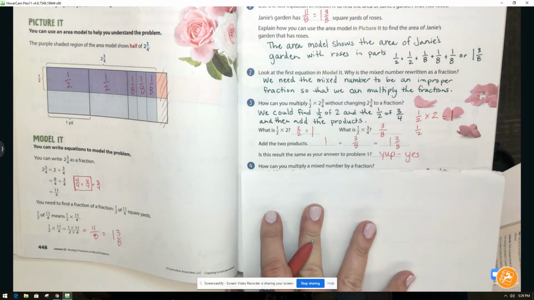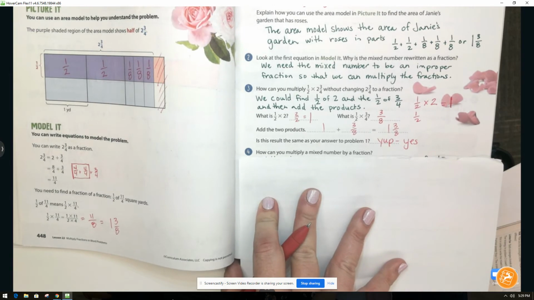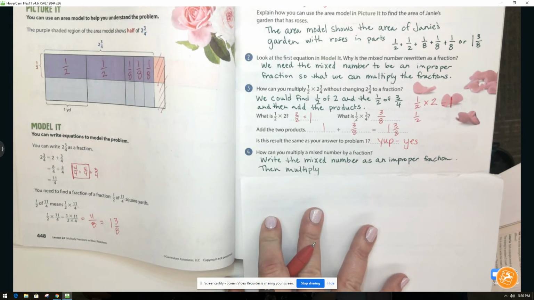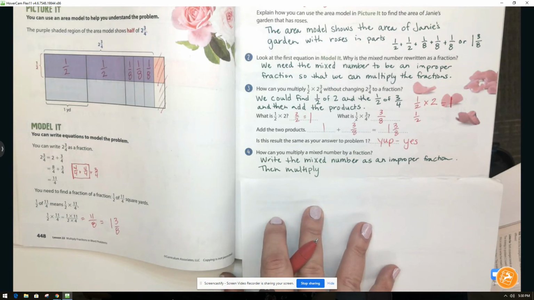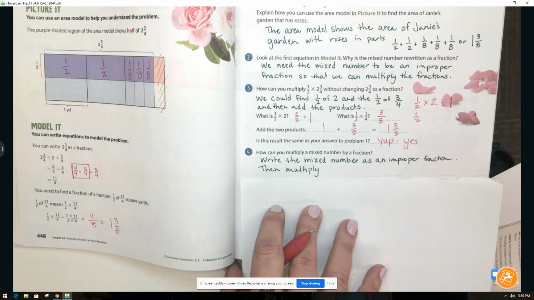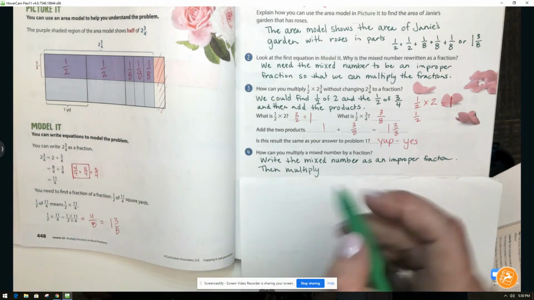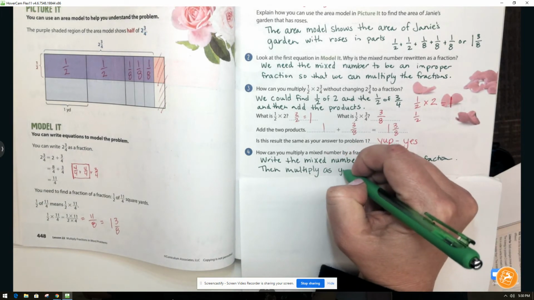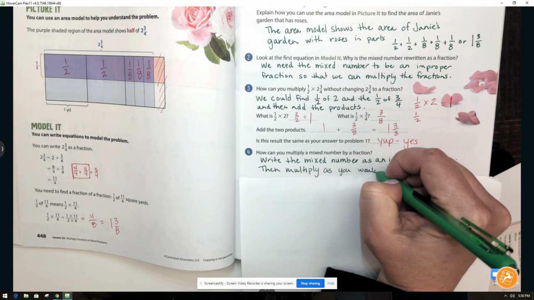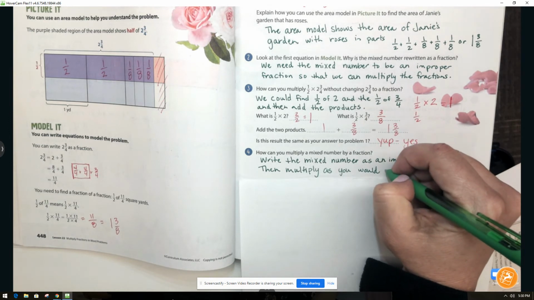So how can you multiply a mixed number by a fraction? In our case, one easy way to do it is write the mixed number as an improper fraction and then multiply as you would normally.